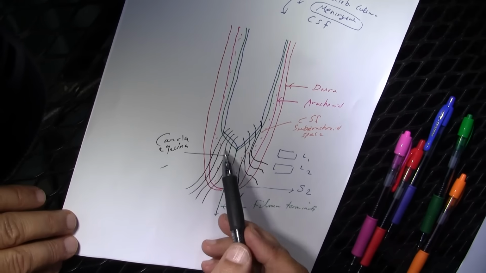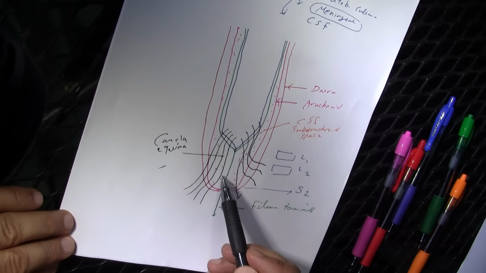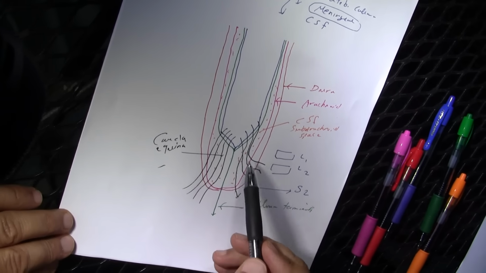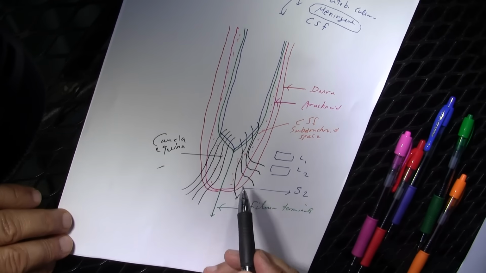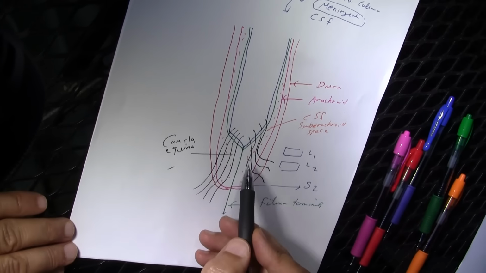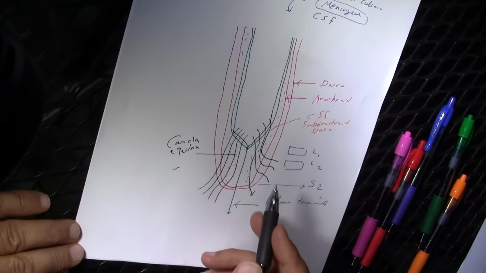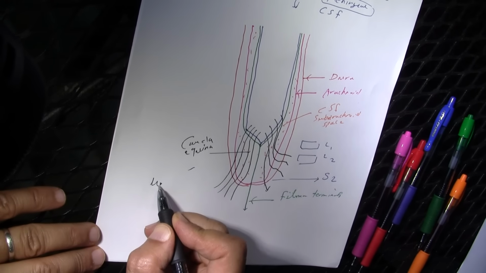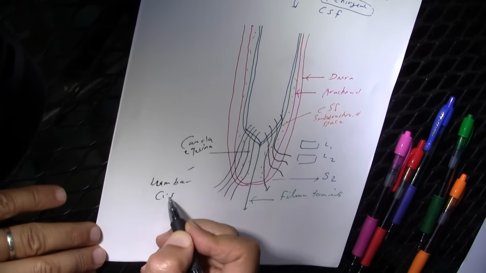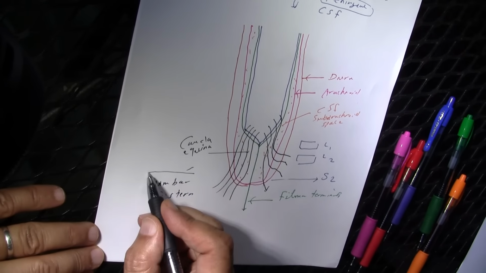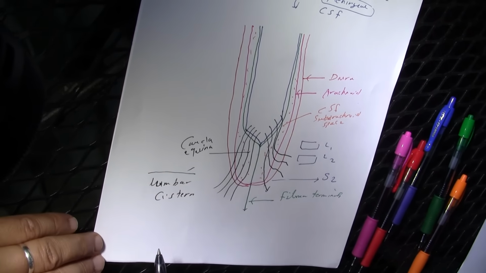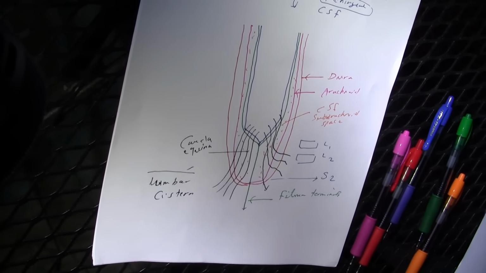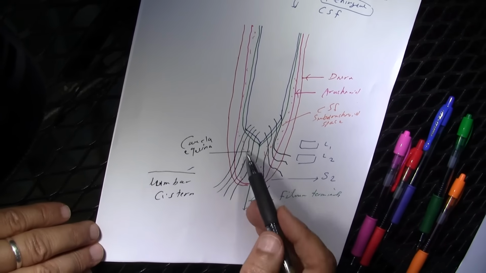So if I ask you what are the contents of the subarachnoid space in the lower vertebral canal, you can tell three things here. You can see them clearly: filum terminale, cauda equina, and the CSF. And this area we call the lumbar cistern. The word cistern refers to a deep or big subarachnoid space. In the cranial cavity we have several cisterns where the subarachnoid space becomes bigger in certain areas. And here it is called the lumbar cistern.